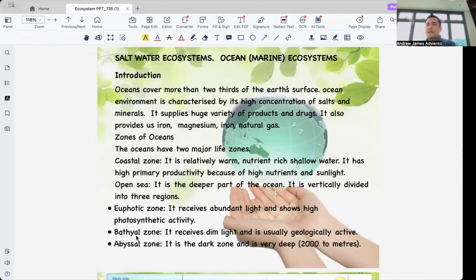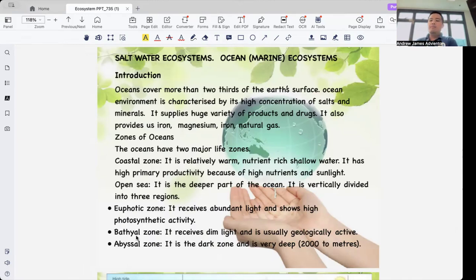This is where sunlight penetrates easily. This zone is highly productive because it supports coral reefs, mangroves, and seagrasses. So it's home to most marine biodiversity. On the other hand, when we say open sea, this extends beyond the continental shelf. This is the deep ocean where life must adapt to lower light and fewer nutrients, and it covers the majority of the ocean's volume.